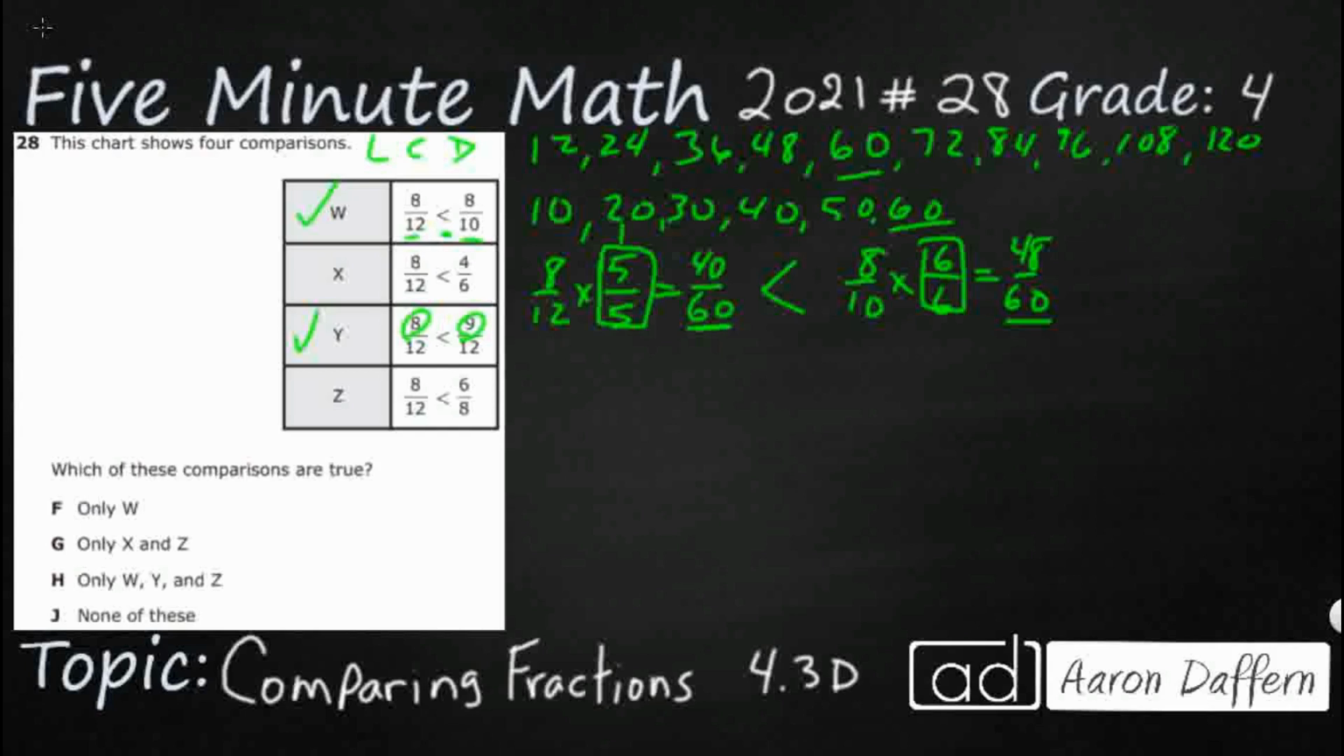So let's check our X. We've already done our 12s. We need to list out our 6s. 6, 12. Well, take a look at that. I've got my 12 right there. I don't need to go any further. So I don't need to change my 8/12 because it's already in 12. So I'm just going to keep this 8/12 right here. What I do need to change is my 4/6. So 4/6 times something is going to make 12ths. 6 times 2, that's easy. So 2/2, that's going to be 8.